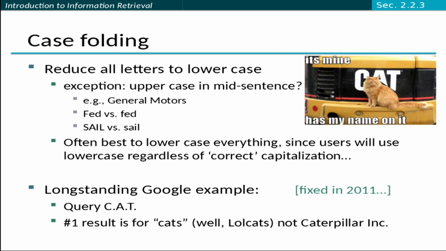In this example, you have Fed, sale, and the example is, again, a Google example. If you query CAT, which usually is the acronym for Caterpillar, actually in Google up to 2011 or something like that, you got lolcats, so the animals. So again, the way in which you normalize is extremely important.